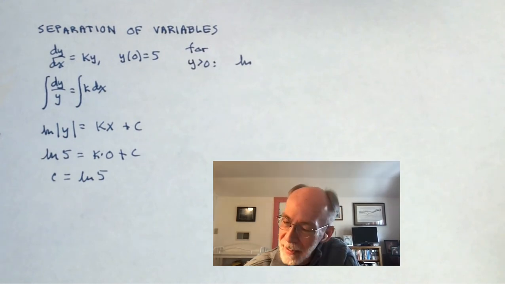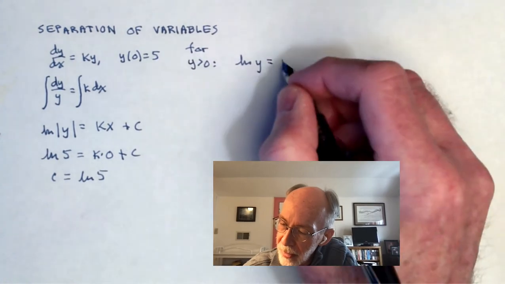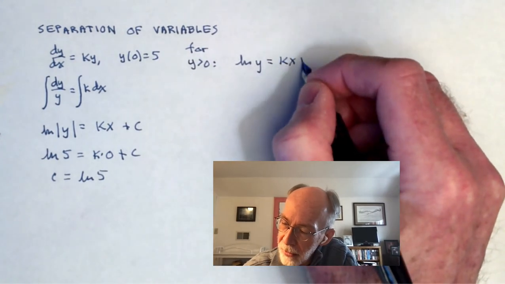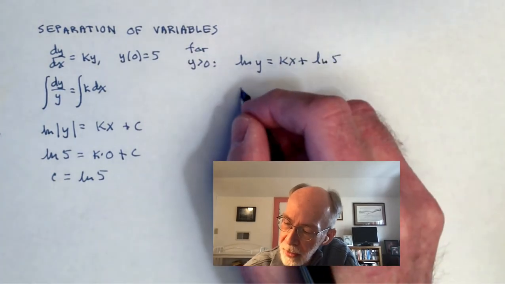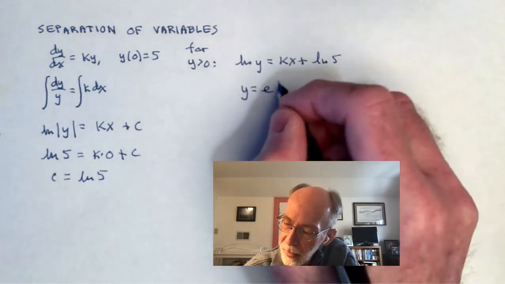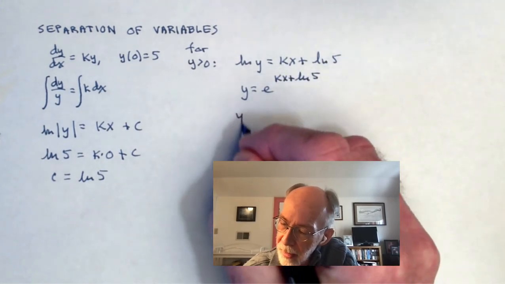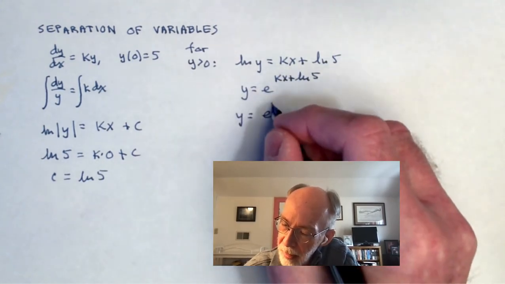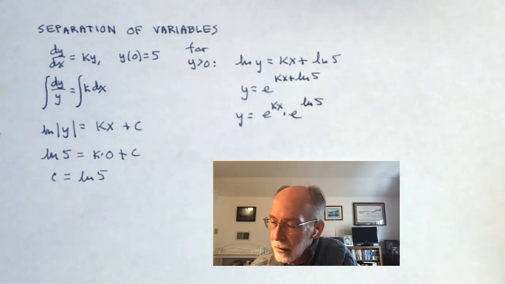So anyway, the natural log of y is equal to k times x plus c, but c was the natural log of 5. So y is e to the kx plus ln 5, but that is e to the kx times e to the ln 5, but e to the ln 5 is 5.